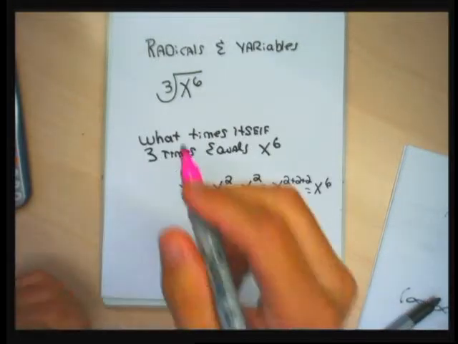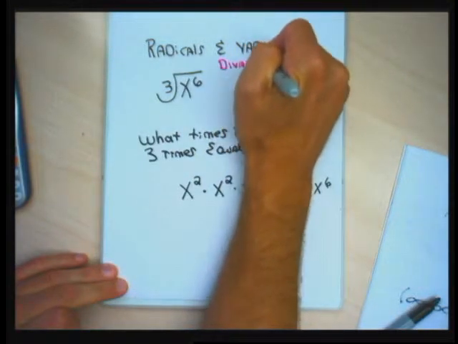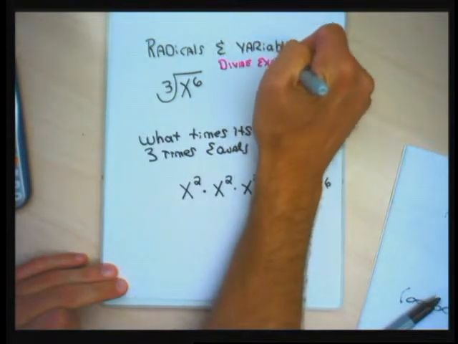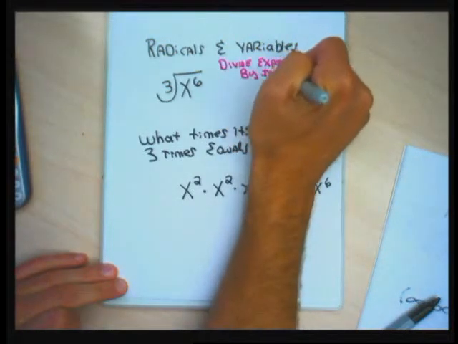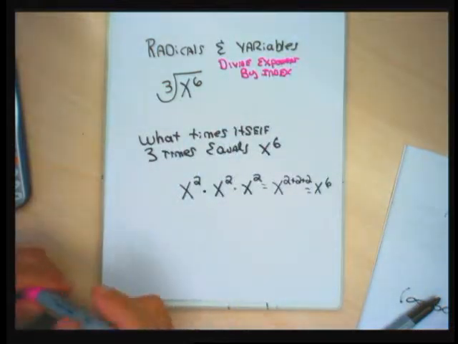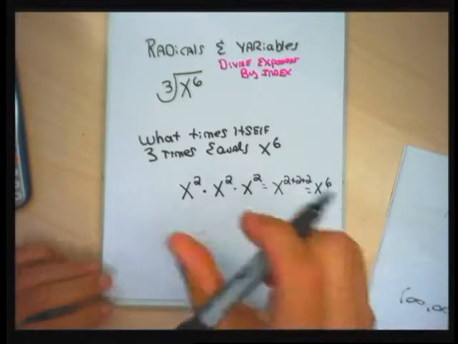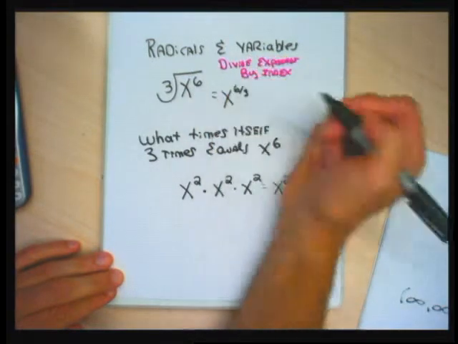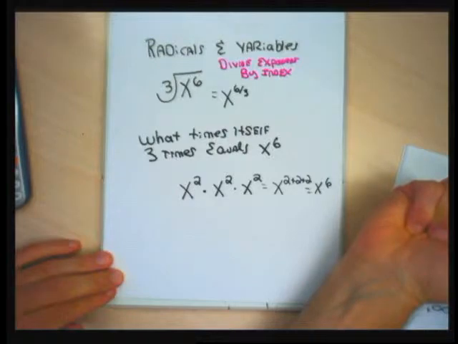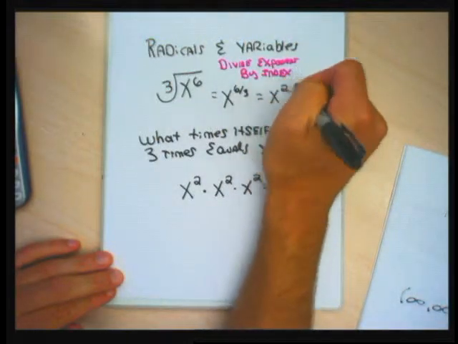You divide the exponent by the index. So for variables, if you can divide the exponent by the index and not get a decimal or a fraction, that's the way we're going to reduce radicals with letters. So this problem, I'm going to say this is x to the 6th divided by 3. 6 is the exponent, 3 is the index. I drop the radical when I do that. 6 over 3 is 2.